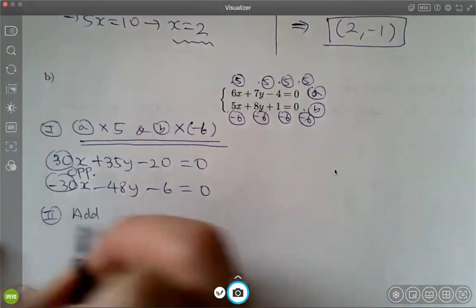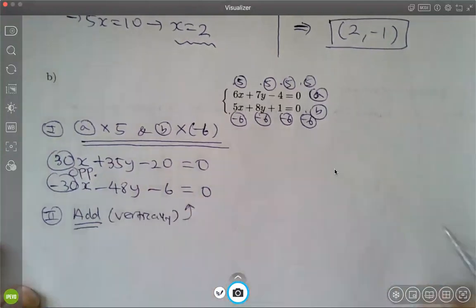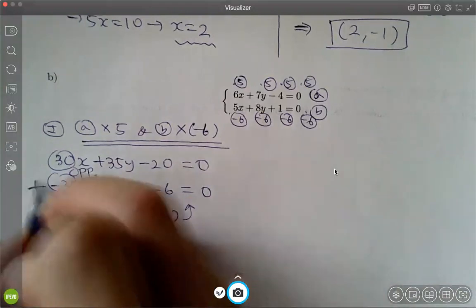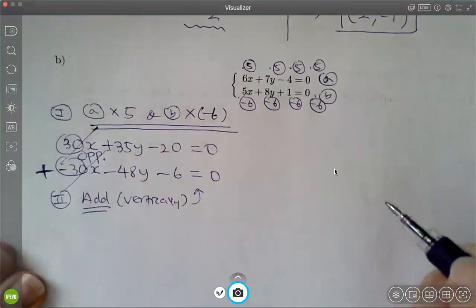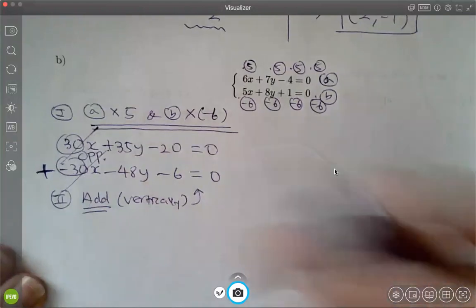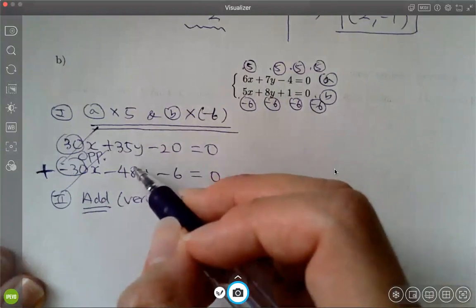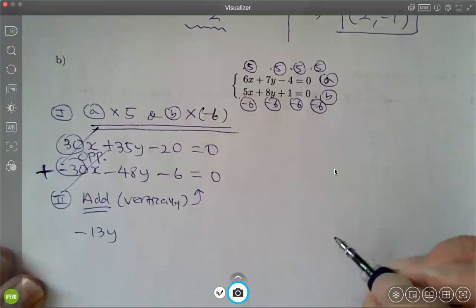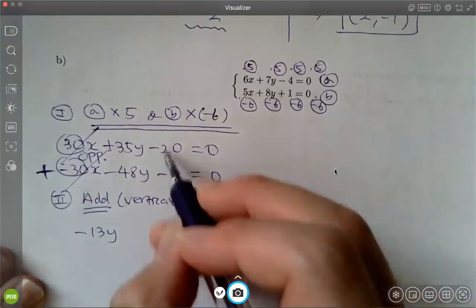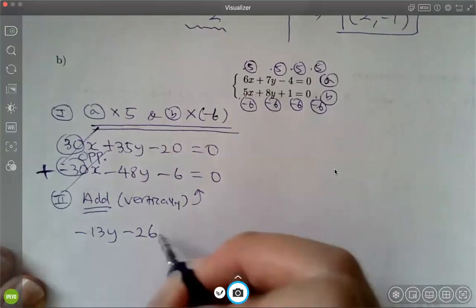Add vertically, okay. So that means here's this big addition sign here. So what happens? X terms cancel, right? And what is the combination of the y terms? -13y, right? And then -20 plus -6, so that means -26, right? Equals 0.